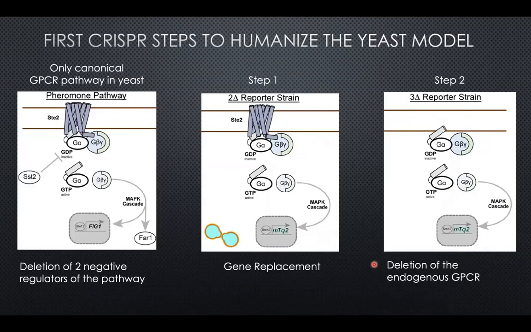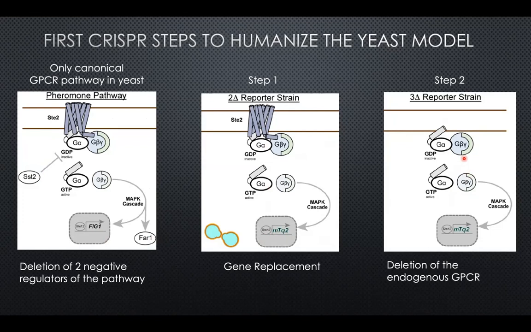So what we did was we took these CRISPR capabilities and we began to humanize the yeast model. To review, Saccharomyces cerevisiae has one GPCR pathway known as the pheromone pathway, so there's essentially no crosstalk. We deleted two negative regulators of the pathway, a GAP and a cell cycle arrest factor. This made sure that the cells grew even after we treated them with ligand. We also replaced a known pheromone responsive gene with a transcriptional reporter, the cyan fluorescent protein mTurquoise2. So now when these cells are activated, they will glow cyan.